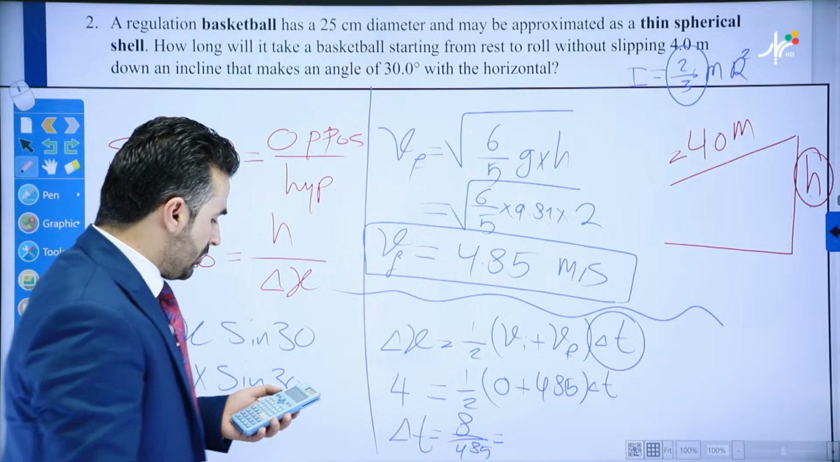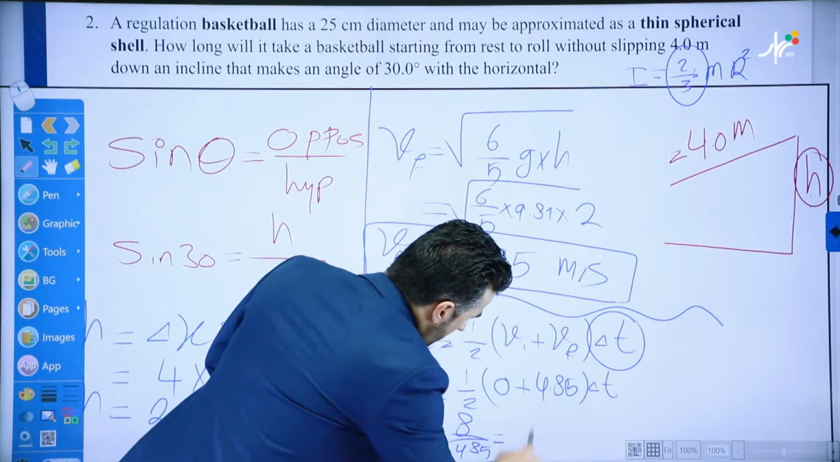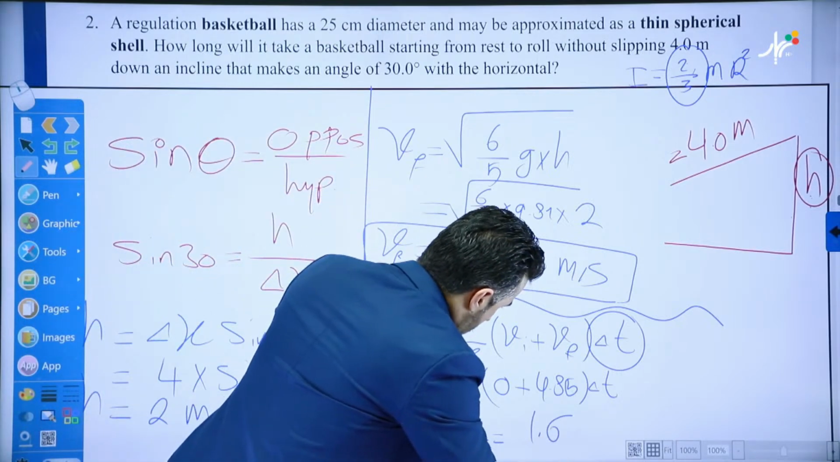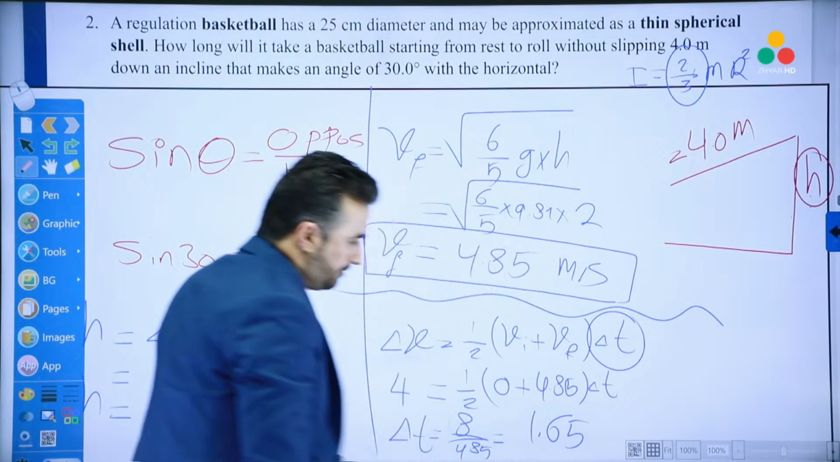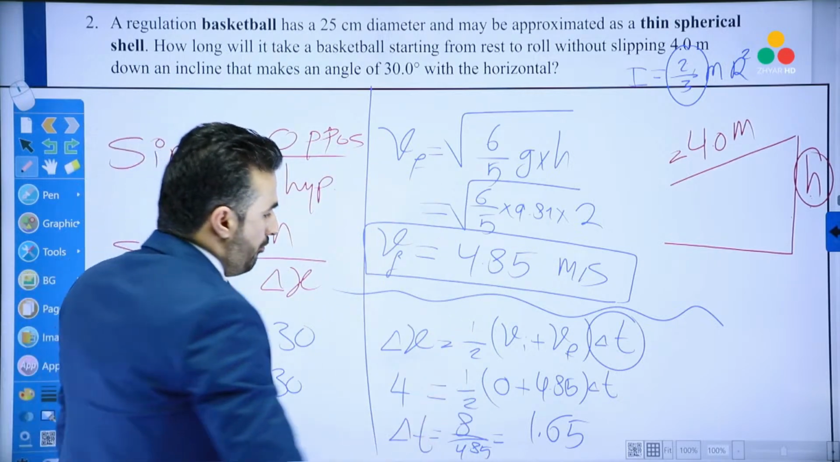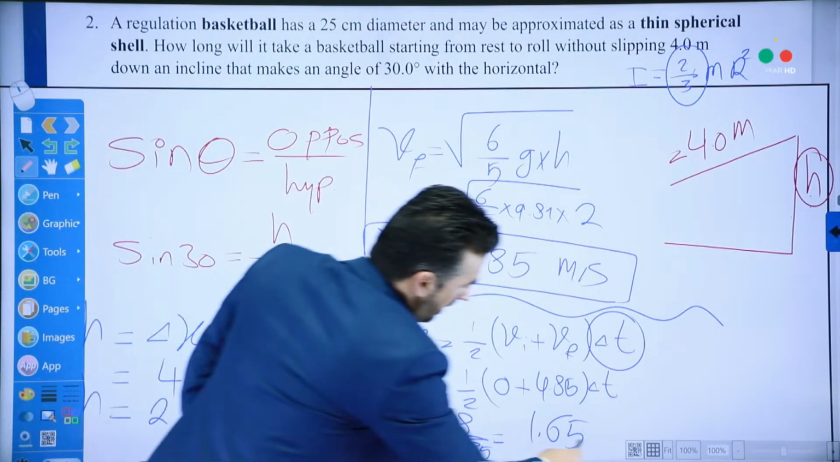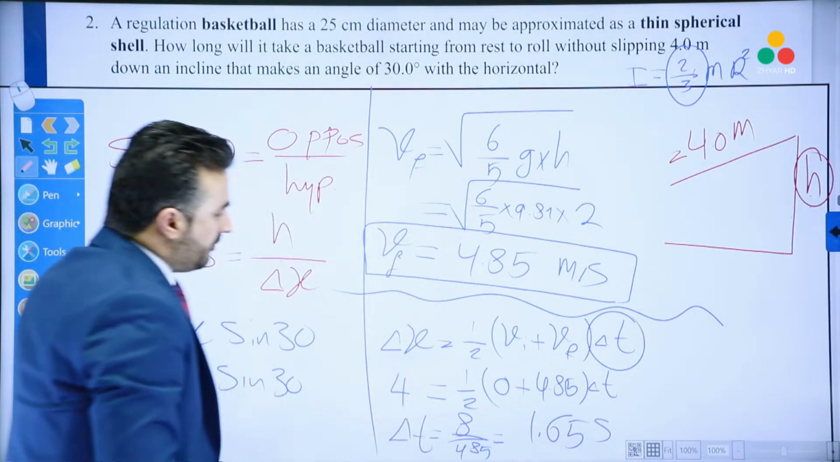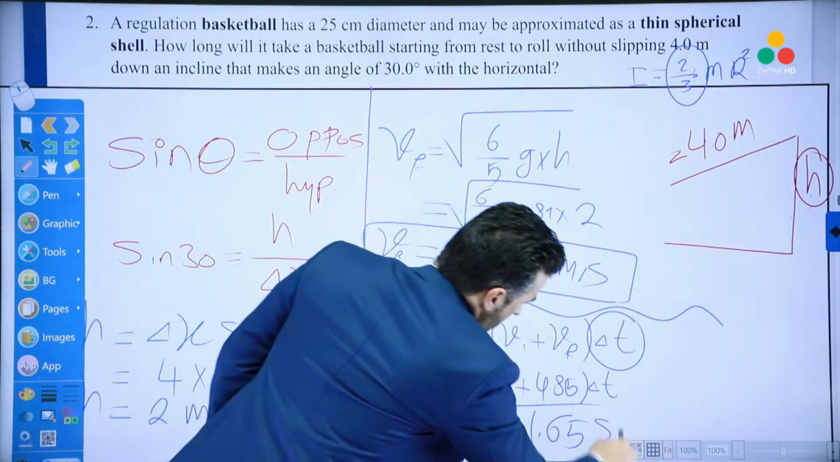So by rounding, of course, we can say the answer is 1.65. That is in meters, by the way, since it is delta time, it is in seconds. And of course, this is how you will find the answer there.